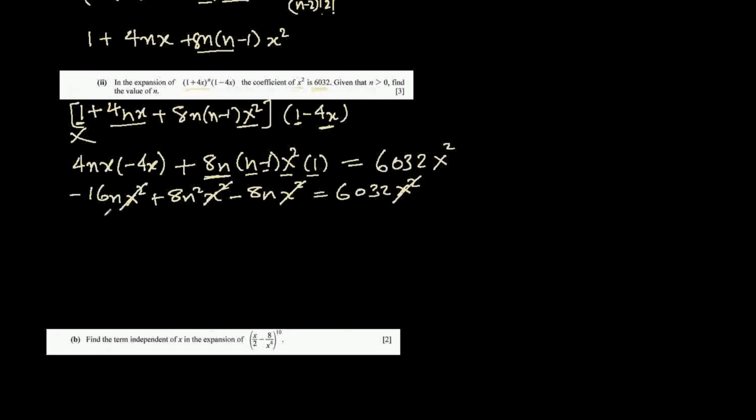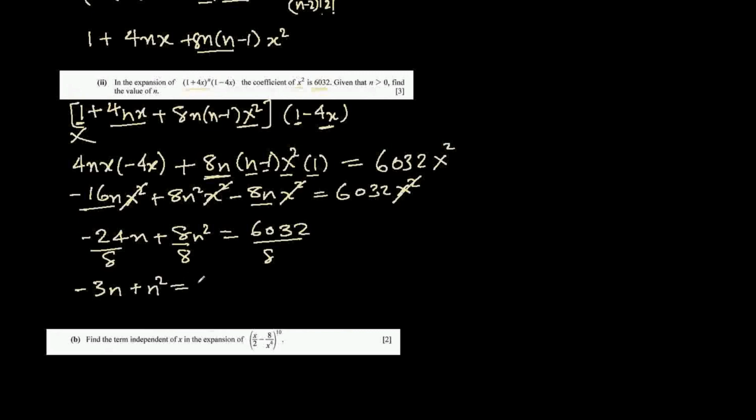Alright, so what do we get here? Minus 16n and minus 8n, minus 24n plus 8n squared equal to 6032. All of them are multiples of 8, so let's divide all of them by 8 to simplify. Minus 3n plus n squared equal to 754. Alright, so rearrange this. n squared minus 3n and bring 754 also to the left side equal to 0.